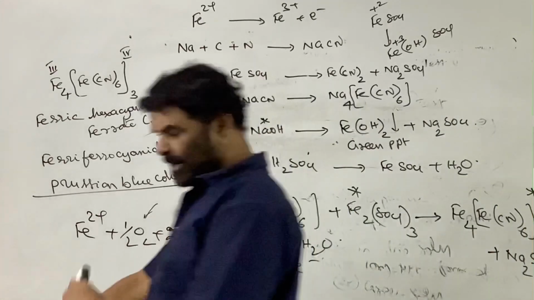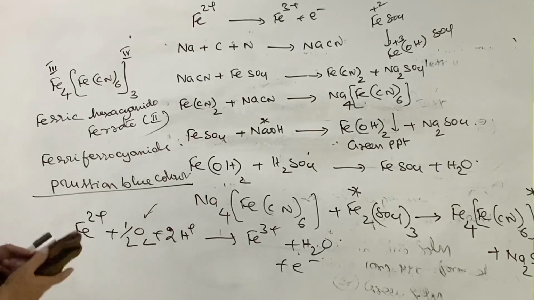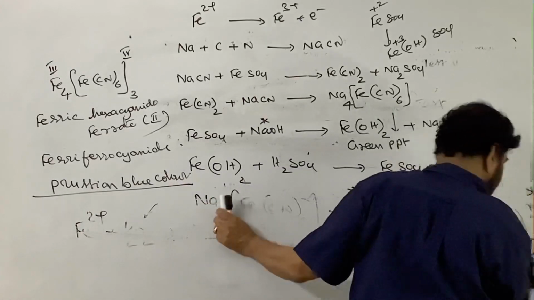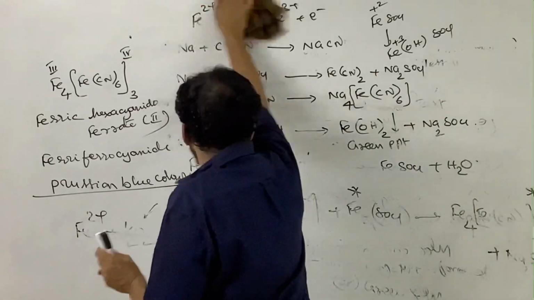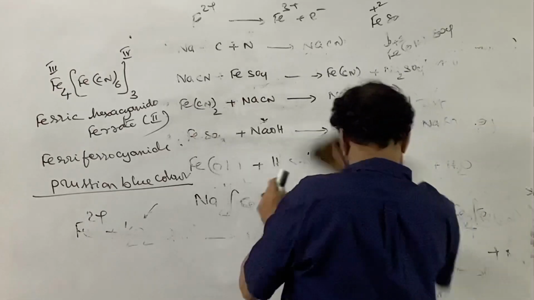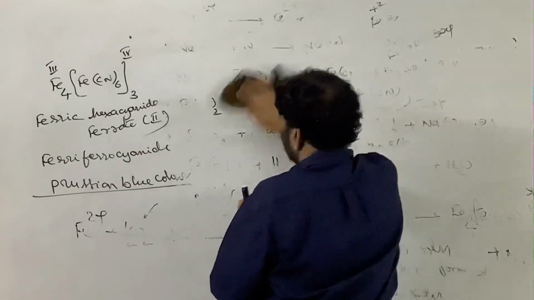It is indirectly a test for the cyanide ion, and indirectly for the ferric ion. So let's leave the wording aside, the ferric ion test or ferrous ion test. This is what is actually happening. Let me write the ionic equation for the same thing. So what is happening, you see?